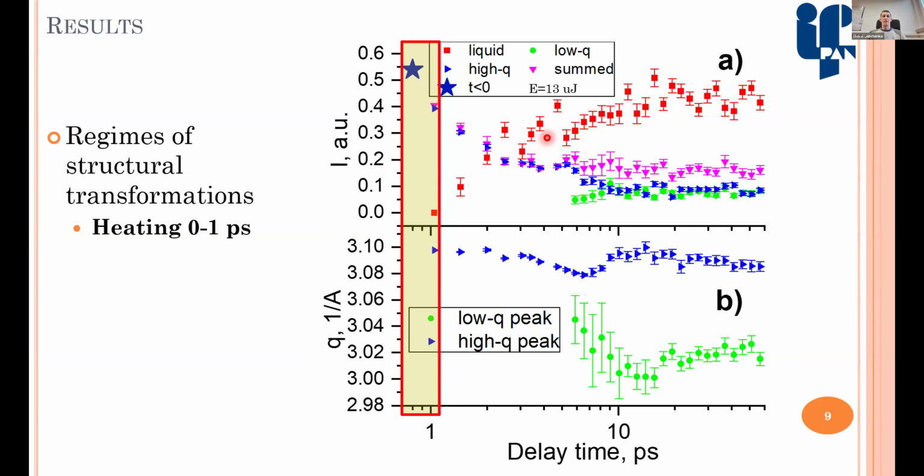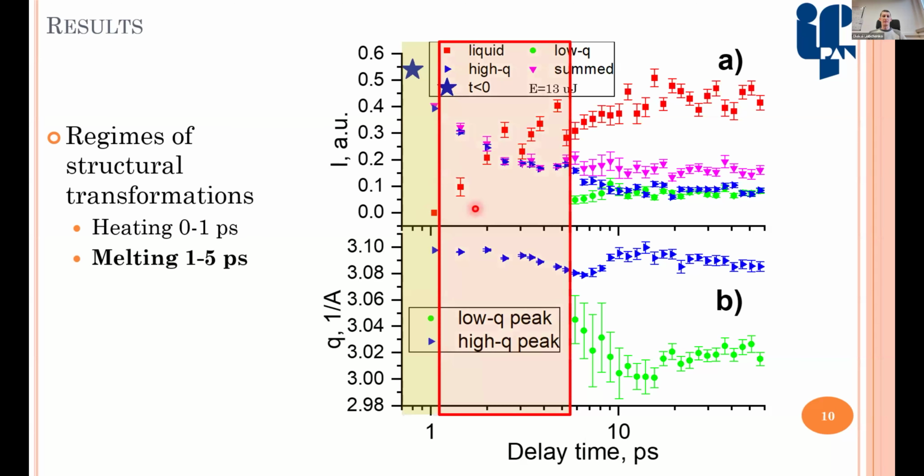Looking at these plots, we can distinguish the following regions of structure transformation. First is the heating. It occurs in the first picosecond. It's very fast, and actually we have no good resolution for this region, and it is characterized by a decrease of Bragg peak intensity by 25%, and no liquid is observed.